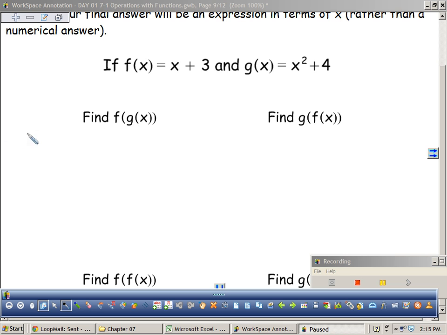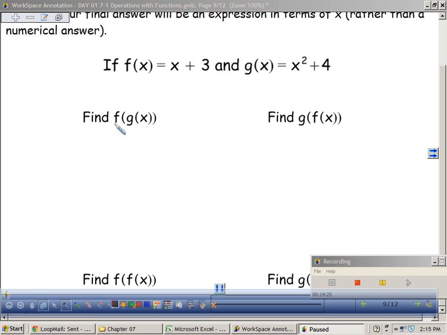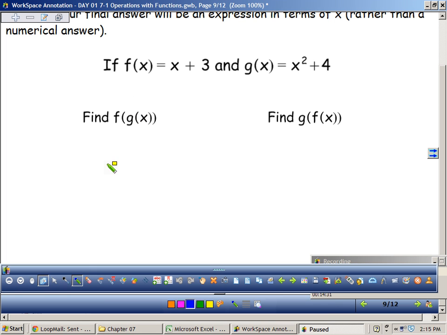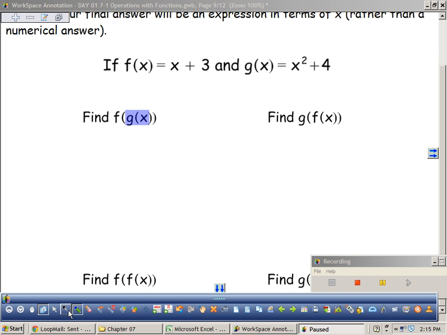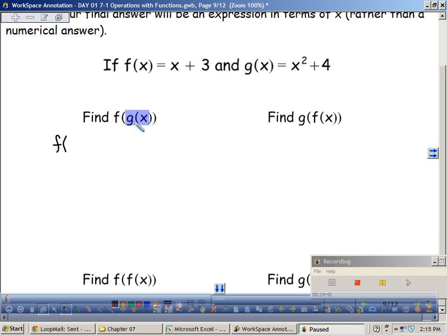All right, so I'm going to say the function of f of x, but it's not x, it's g of x. So we're going to start in the middle, like last time. But I'm going to rewrite it. f of, what is g of x?